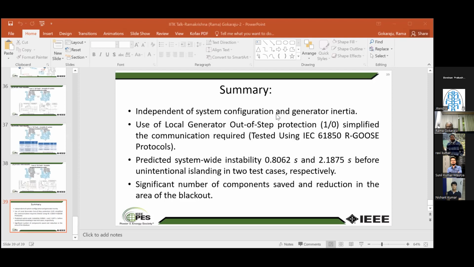You're welcome. Thank you. We have another question from Subham. How will fault ride through capability of renewable energy sources affect islanding?